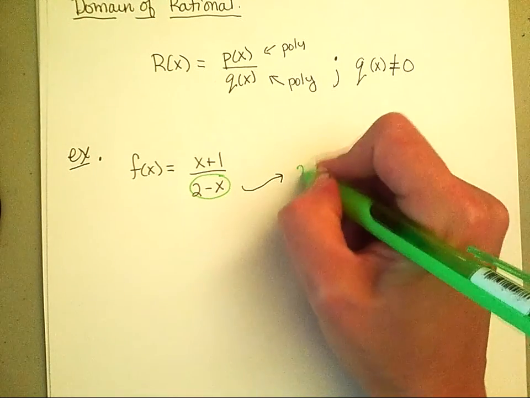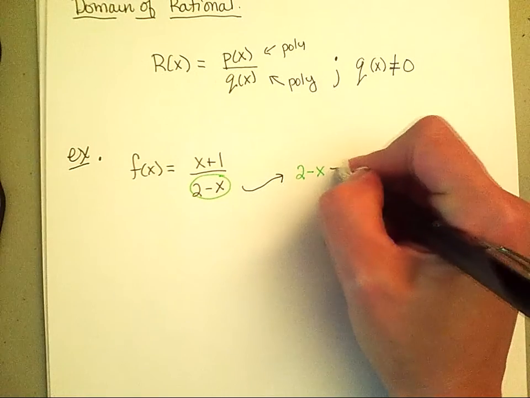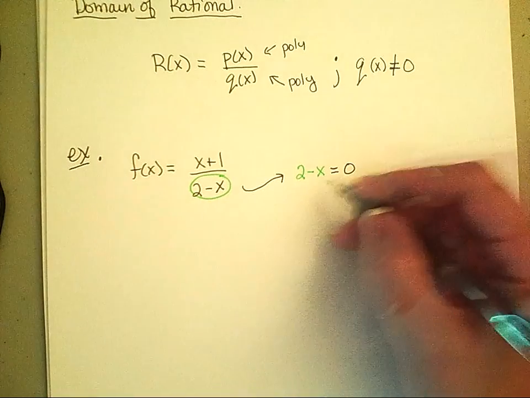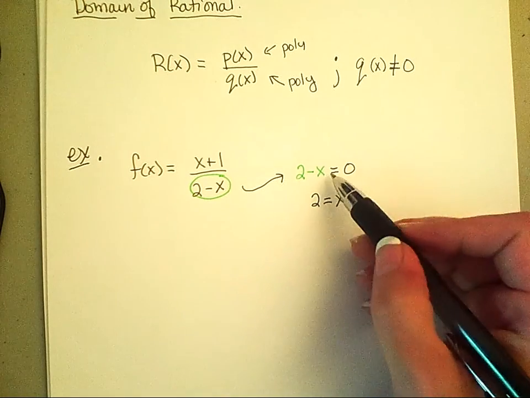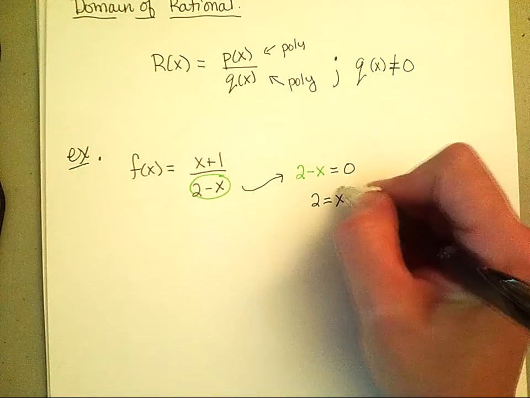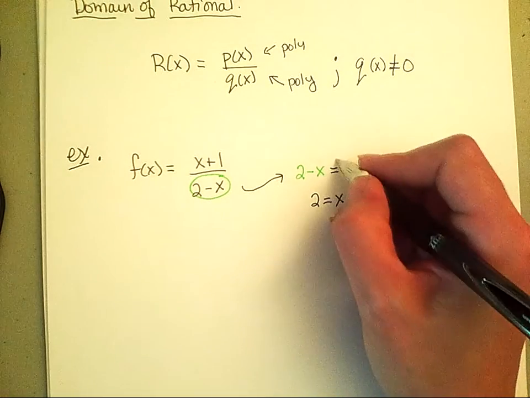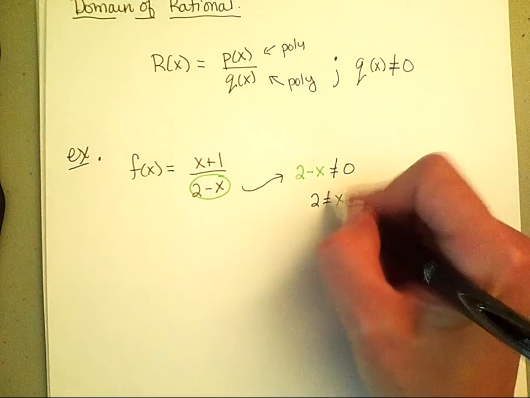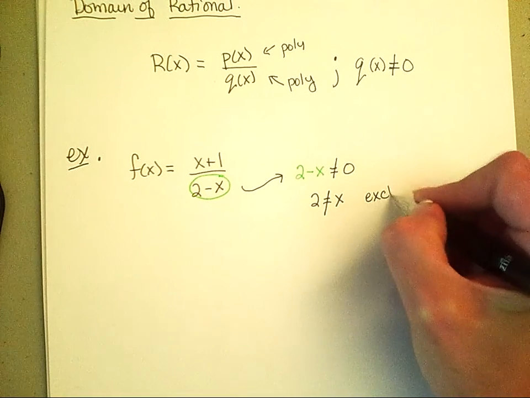Our denominator is 2 minus x, and we want to find out when that equals 0. Now this is a simple linear equation. We can solve this. We find that the denominator will go to 0 if x equals 2. Okay? So this is the problem. We don't want the denominator to equal 0, so we can't let x equal 2. So this we exclude from the domain.